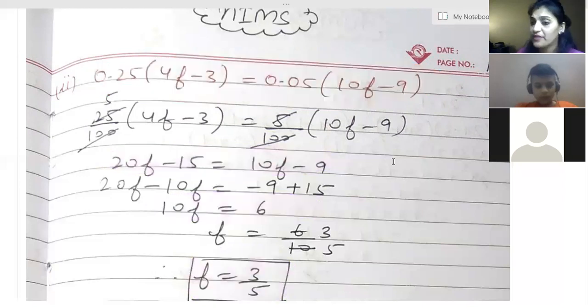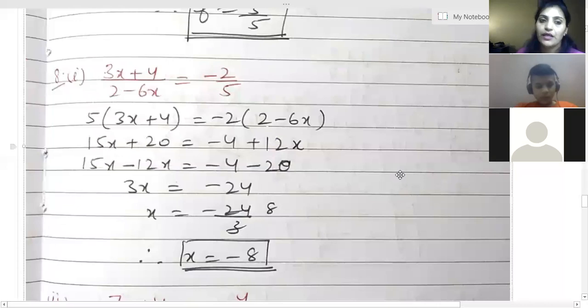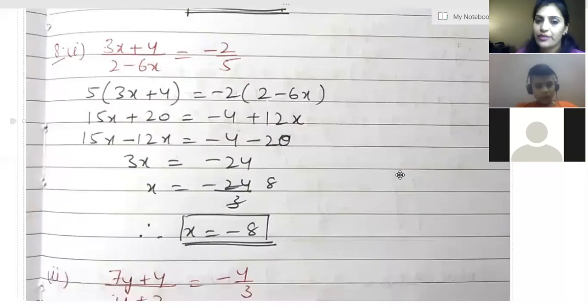Rashi, I hope you have done. Kindly give me some signal. Now, beta. The value of f is 3 upon 5. Yes. Okay. Now the next question.